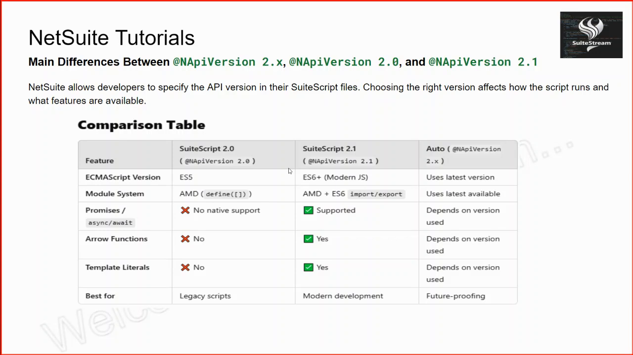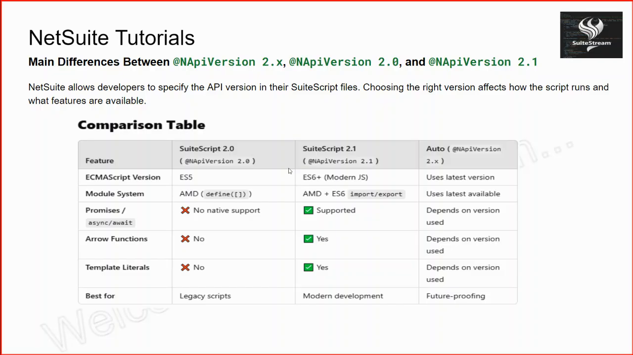Plus modern JS files, library files, and JS script files. This is the asynchronous script support. 2.x is the latest version. For the module system, AMD defined modules, we can use that under the AMD processor definition. We can define our module, and AMD plus ES6 import/export is supported, using the latest available version.